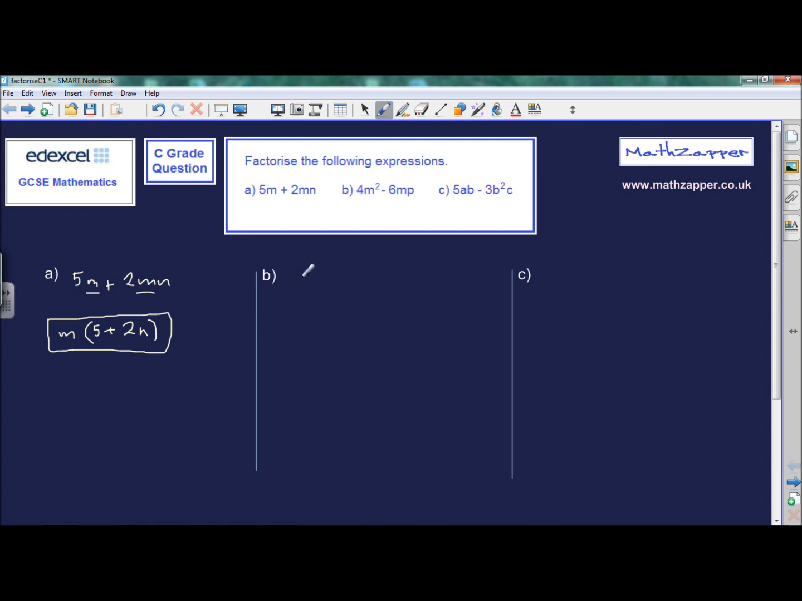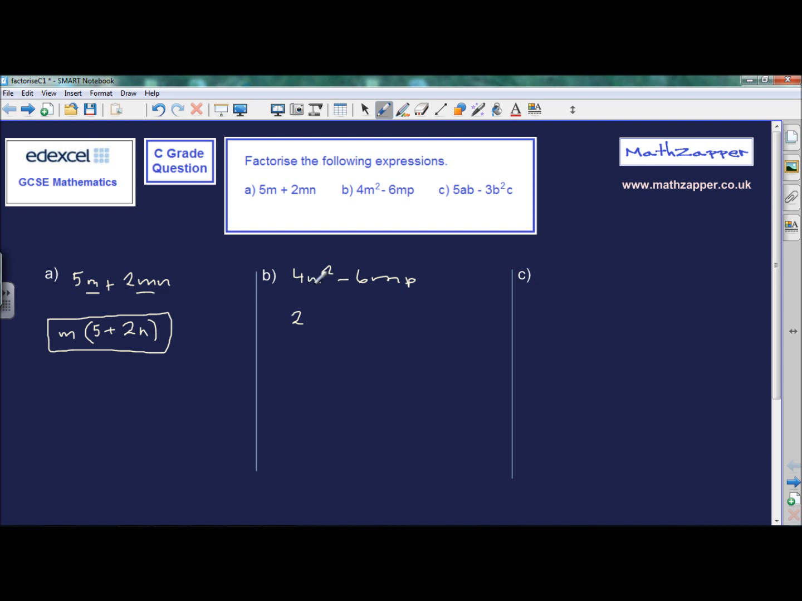Same with b. Again, we'll write it out. 4m squared minus 6mp. And again, look for the numbers first. Is there a common factor of 4 and a common factor of 6? Well, yes, there is. It's 2. 2 goes into 4 exactly. It also goes into 6. So we can put 2 outside the brackets, then move on to the letters.